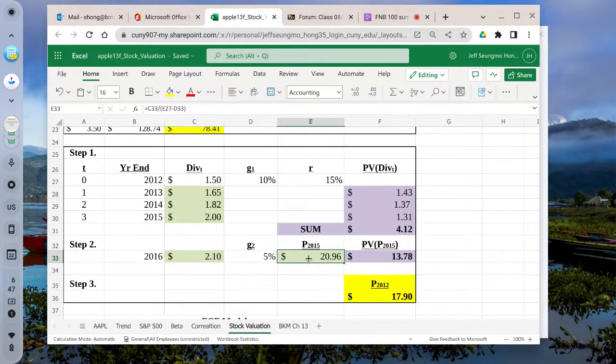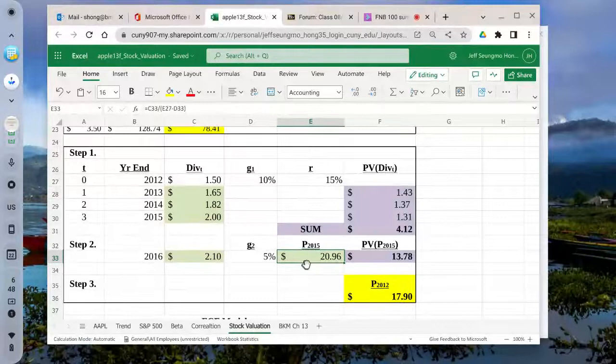And then using the Golden Growth Model, dividend at time t plus 1 over r minus g, we find the stock price, because you did the Golden Growth Model. It's the stock price, but not as of today, not as of 2012, but this is the stock price as of the end of 2015, or the beginning of 2016. They both mean the same thing.